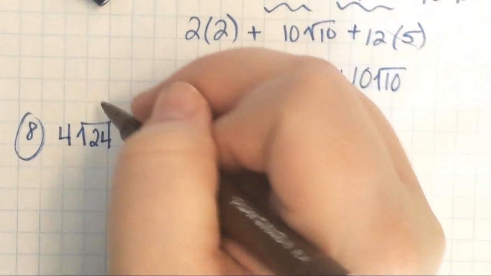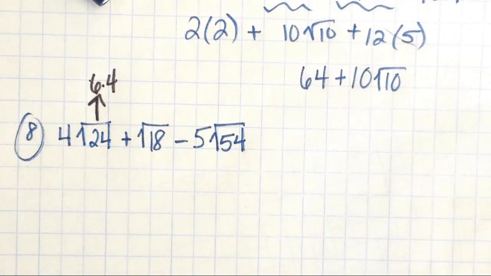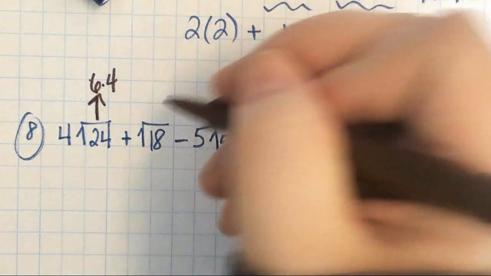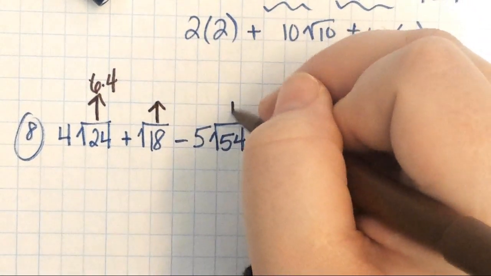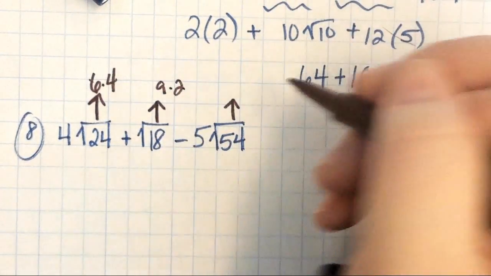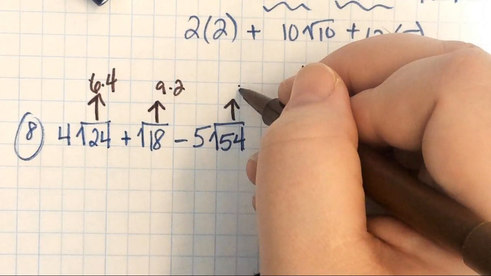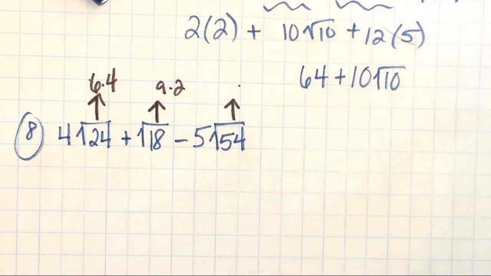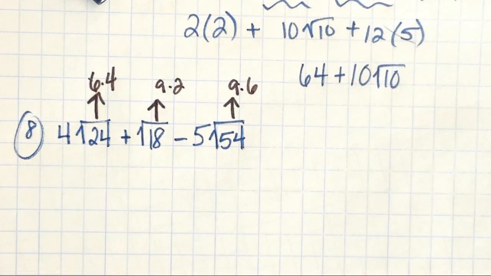We can simplify. What times what is 24? Why do I want 6 and 4? Because 4 is a perfect square, 3 is getting another point. What am I going to use for 18? 9 and 2, and then on the last one, 8 and 7 is 56.